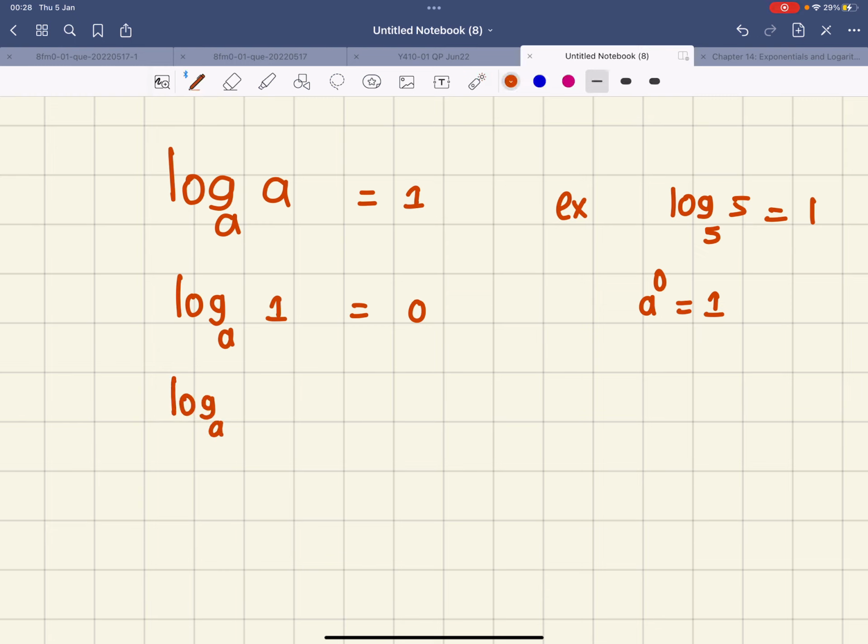Log_a 0 is not possible because we already looked at a to the power of x being 0. Is that possible? And the answer is no. So therefore log_a 0 is not possible. What about log_a of negative 5? That is not possible either. You cannot have a log of a negative number.